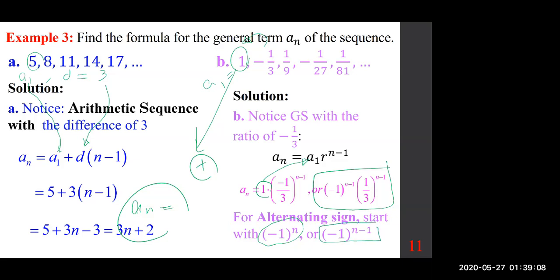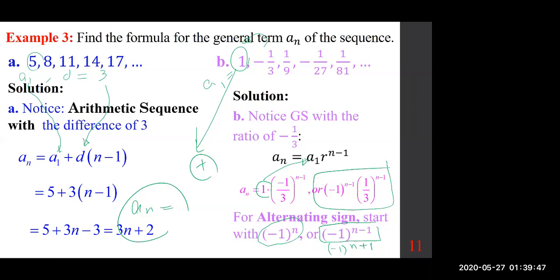Now, in some instances, you may see negative 1 to the power of n plus 1. It results in the same answer. Negative 1 to the power of n plus 1 will give you the same answer as far as the alternating part, okay? So that's important for everybody to see. But what it doesn't do for this one, it doesn't work for the first term. I'm talking about the sign when it alternates, okay?